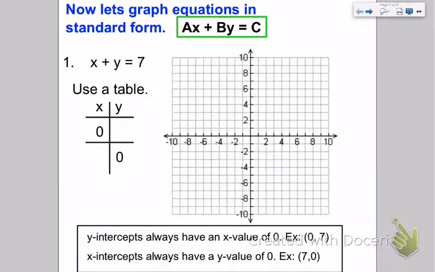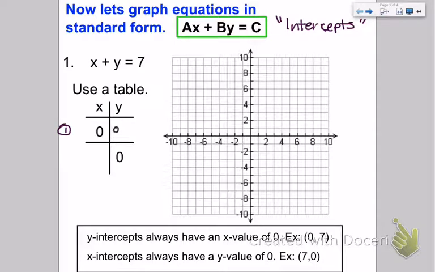So for the first part, we're going to use a table, and we're going to graph by intercepts. So our big word is intercepts. And what that means is we're going to plug in 0 for each of the variables x and y and see what comes out. So first we're going to plug in 0 for x.